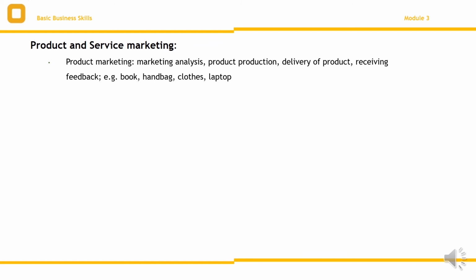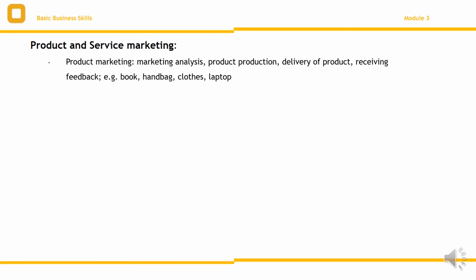When it comes to product marketing, you need to first of all look at the market analysis. Under market analysis, you're going to be looking at who your potential target market is and what their needs and wants are, so that you create a product or service that responds to those needs and wants. You also need to pay careful attention to how you're going to produce the product so that it meets customer needs. You also need to look at how you're going to deliver the product or service in terms of distribution, and how you're going to receive feedback from the customers regarding the product or service that you're offering.